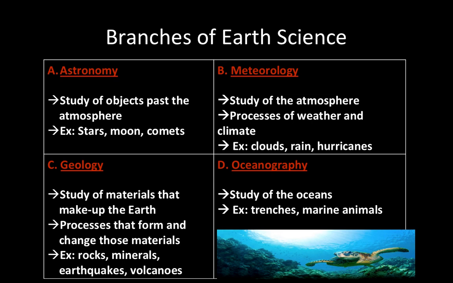Alright, the different branches of Earth science. So we have four main branches of Earth science. Those are geology, meteorology, oceanography, and astronomy. The first one is geology. This is the primary study of Earth. This is the study of the things that you think about when you think about Earth science.